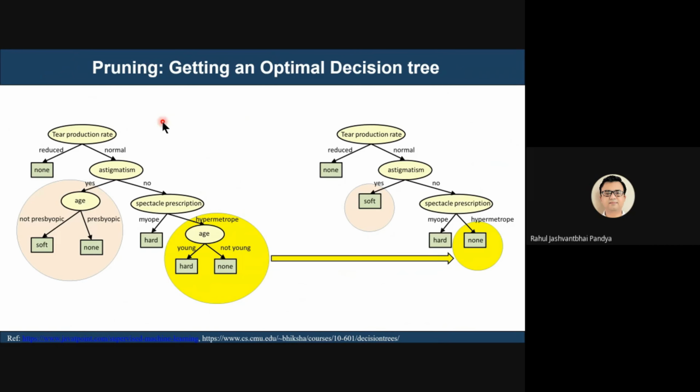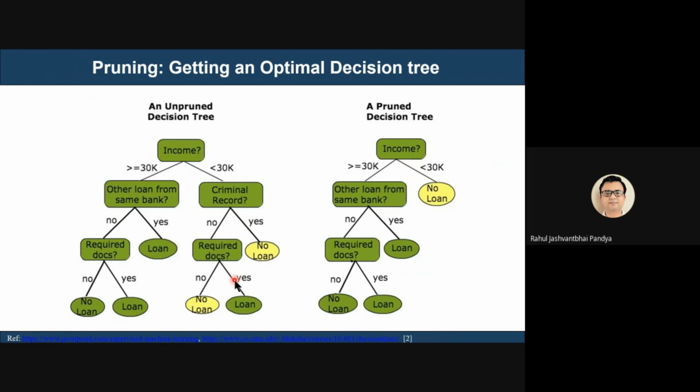So let's say one small example here. I can take, let's say, an unpruned decision tree. This is an unpruned decision tree. You can say, let's say income is greater than 30,000, right? Income is greater than 30,000, then that's the tree. Income is less than 30,000, then that's the tree.